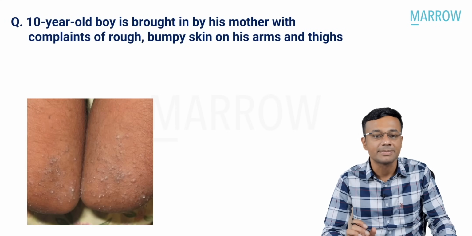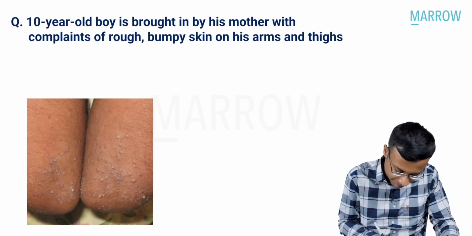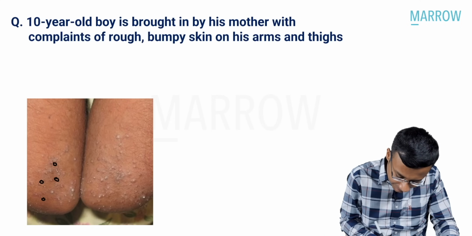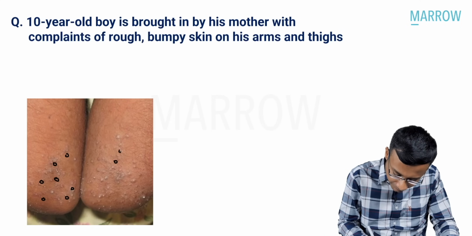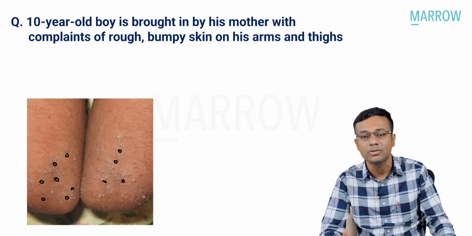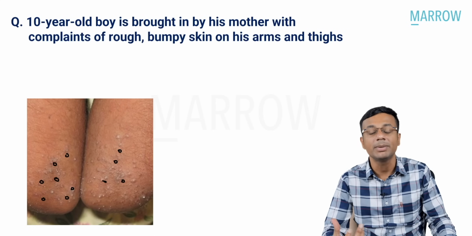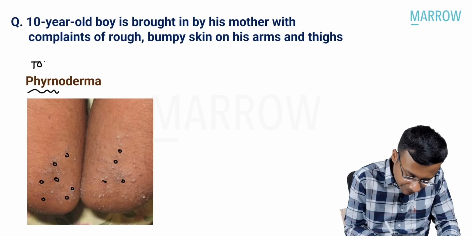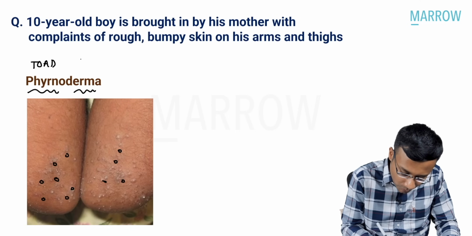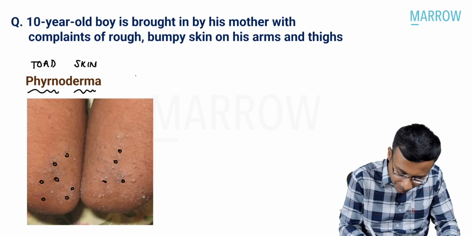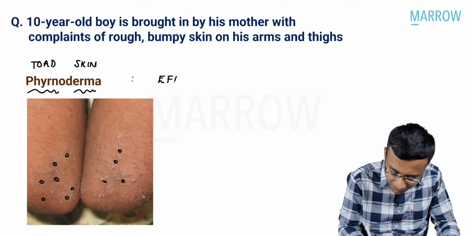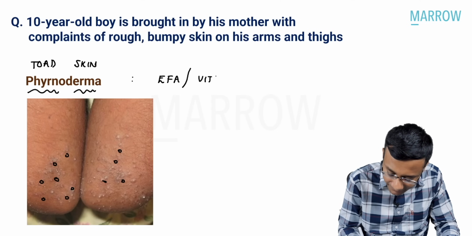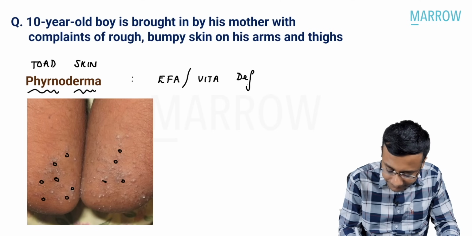A 10-year-old boy is brought in by the mother with complaints of rough, bumpy skin on the arms and the thighs. On examination, you can see multiple hyperkeratotic follicular papules distributed over the elbows. The correct answer for this question is going to be phrynoderma. What is phryno? Phryno means toad, derma means skin. What is the association of this condition? We have 2 important associations: essential fatty acid deficiency and vitamin A deficiency.